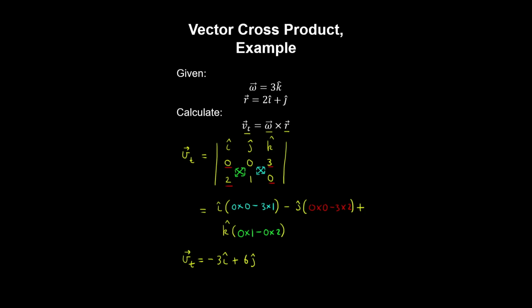And now I'll leave it for you as an exercise to check that this vector is perpendicular to both of these vectors involved in the cross product by taking its dot product with each of those vectors, which should be 0.